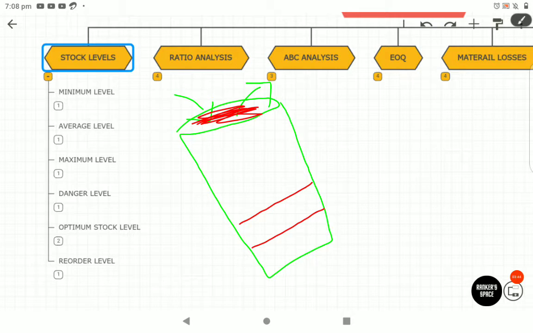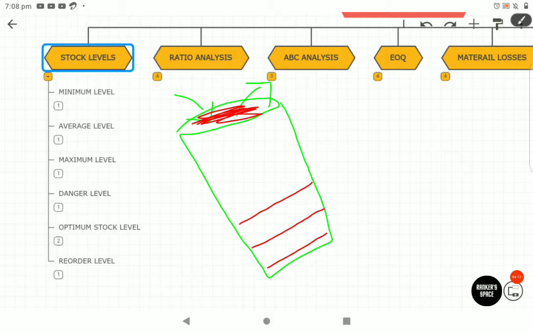Then the danger level. Danger level is the barest minimum. What is the danger level? If in case this danger level doesn't exist, the bin would be empty. That is the danger level. Then you have the optimum stock level that we'll discuss later. That is in case of big manufacturing units, like cars, all of those. So we'll discuss that later.